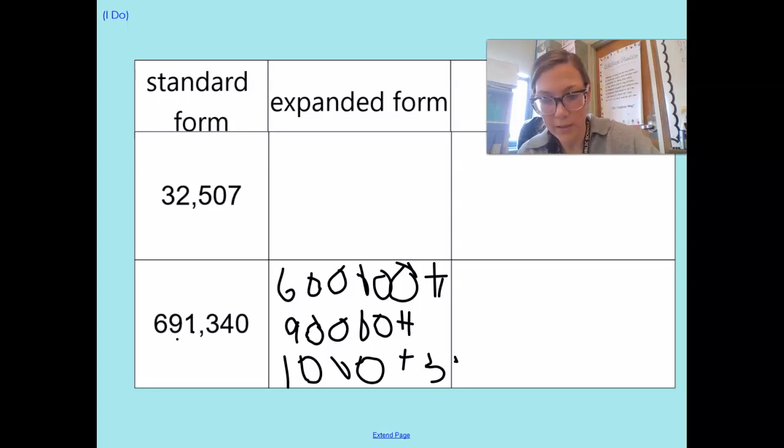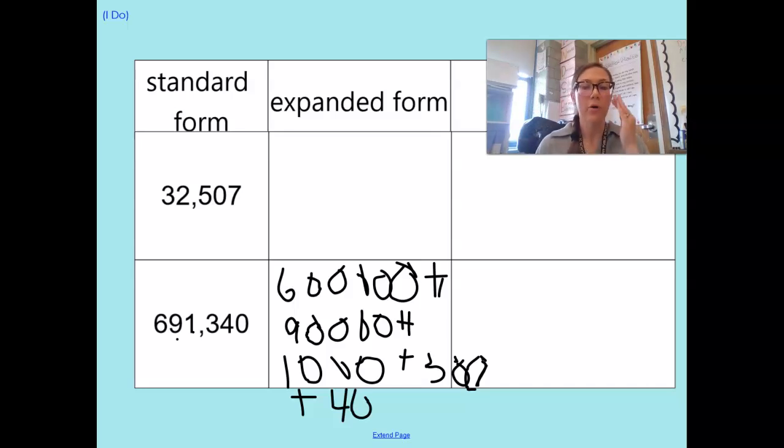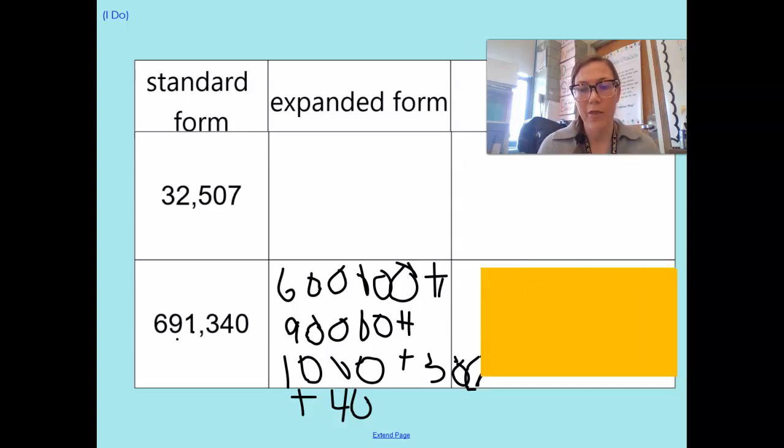I'm going to run out of space. It's okay. I'm going to run over, but I would make it neater if I was on paper. Plus the digit 4 means 40. And I see that there's a 0 in the 1's spot, so I don't need to put anything. I'm done. Okay, I wrote it in expanded form. Now I need to write it in word form. Remember, the way you say it is the way that you spell it. So 691,000.